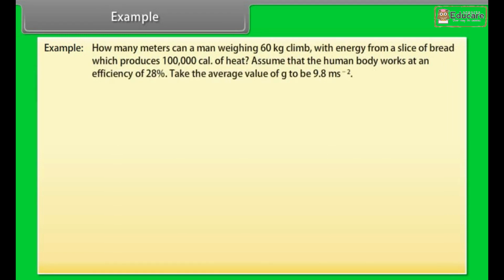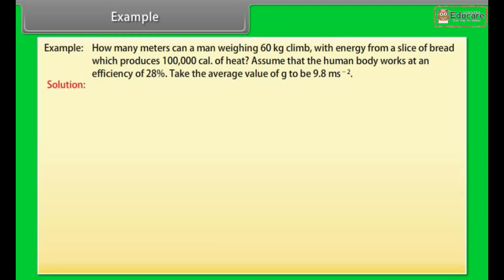Example. Let's take an example. How many meters can a man climb with energy from a slice of bread which produces 100,000 calories of heat? Man having weight 60 kg. Assume that the human body works at an efficiency of 28%. Take the average value of g to be 9.8 meters per second square.